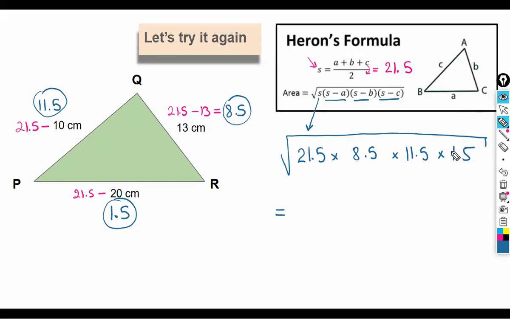But square root it last. And once you square root it, you finish. That's the area of the triangle. And believe me, you will get something very close to the same answer we had just now. Multiply all four and square root it last. And the answer will be in centimeters squared, because that will be your area.